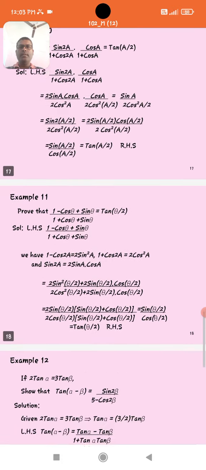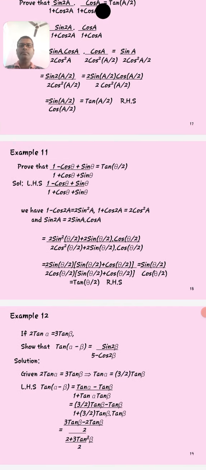Now we see example number 10. Prove that 1 minus cos theta plus sin theta divided by 1 plus cos theta plus sin theta is equal to tan theta by 2. Now we have to take the LHS part, 1 minus cos theta plus sin theta divided by 1 plus cos theta plus sin theta. We have 1 minus cos 2a is equal to 2 sin square a. That is a multiple angle formula. And 1 plus cos 2a is equal to 2 cos square a.